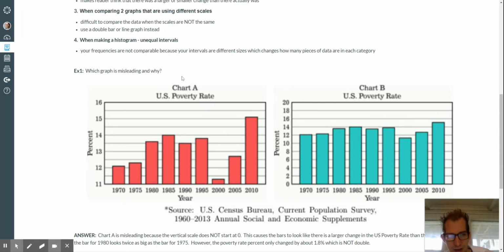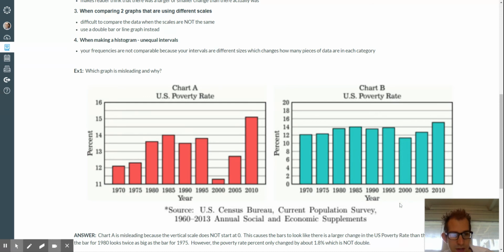you notice these two graphs are both the U.S. poverty rate. I don't know if you noticed that. Chart A, chart B, they're both actually saying the same thing. It's the U.S. poverty rate. They both start in 1970. They both go to 2010. But notice here, the percent over here, as we said earlier, doesn't start at 0. It goes 11, 12, 13, 14, 15, 16. The percent here does start at 0, and it goes 0, 2, 4, 6, 8, all the way up to 20.